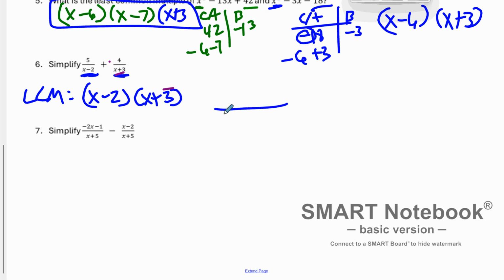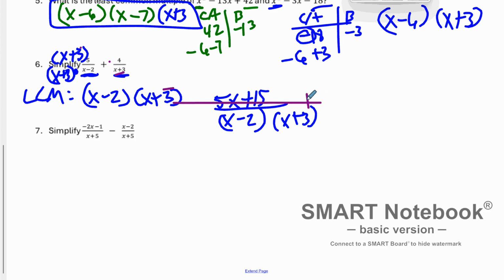This denominator is missing an x plus 3. So I want to multiply top and bottom by x plus 3. On the bottom, I kind of already did it, right? Because it's in my list. But if you want to write it down, you can, like that. So 5 times x is 5x. 5 times 3 is 15. And that would be the new numerator over x plus 3.